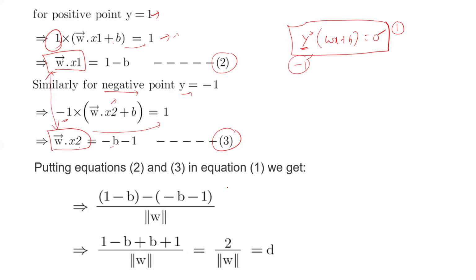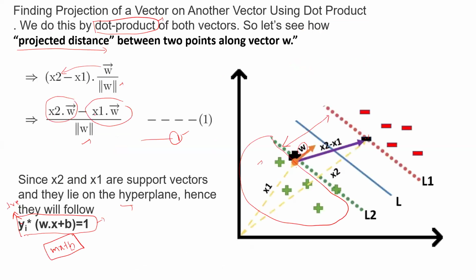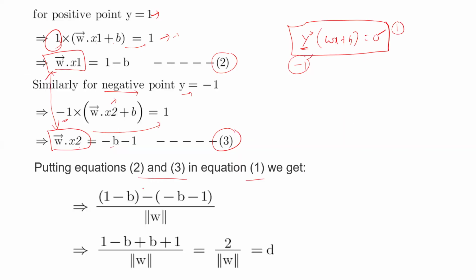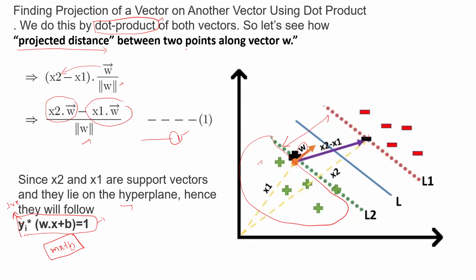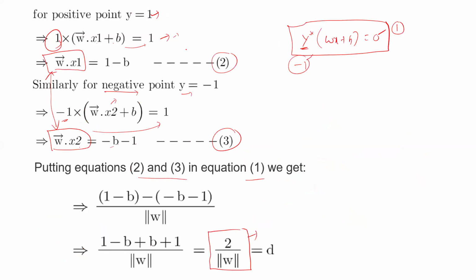Two equations I will replace into this equation 1. This is our equation 1: x2w minus x1w by the magnitude of w. So I'm replacing with them, and after making the calculation, now I got this 2w. This is what we achieve. That's the reason I'm showing here the direction with 2 by the magnitude of w, right? So this is the way you can use the vectors.